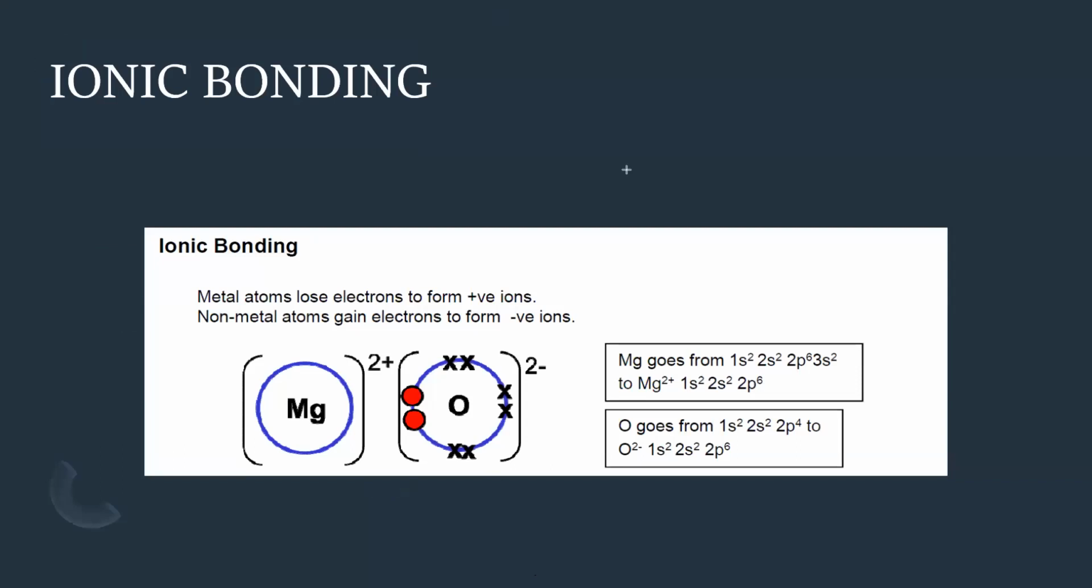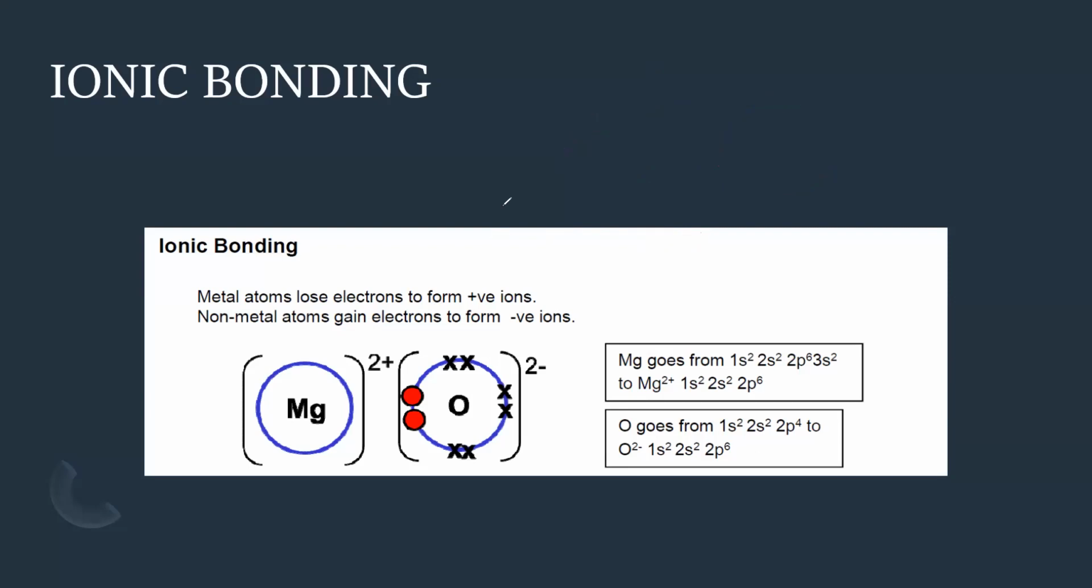So the metal has a tendency to lose electrons, whereas the non-metal has a tendency to gain electrons. As the metal loses electrons, it will get a positive charge. The non-metal gains electrons, so it is negative. And the electrostatic attraction between the ions is what we call an ionic bond.